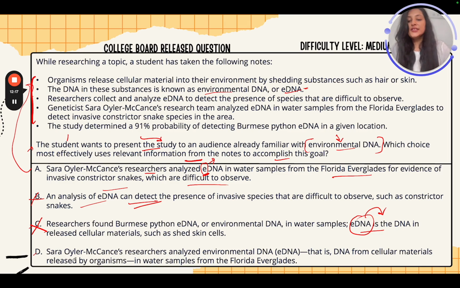Now D, Sarah's researchers analyzed environmental DNA, that is DNA from, okay, now this is again a definition of environmental DNA, right? What eDNA is, that is DNA from and so on. I don't want to introduce the eDNA to the audience again because they're already familiar with it, right? So B, C, D can be eliminated and A is clearly your correct choice, which is presenting the study.